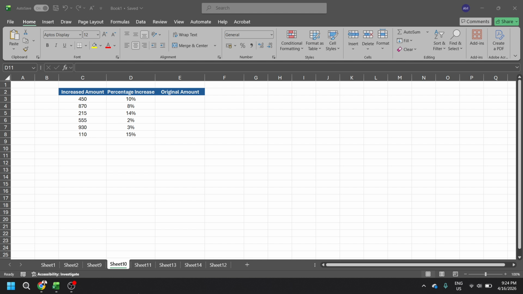Start by clicking the cell where you want the original before tax amount to appear. This will be the cell that holds your result. Make sure you know two things before you begin: which cell contains the tax-included total, and what the sales tax rate is. The tax rate can be entered as a percentage, like 8%, or as a decimal, like 0.08. Either is fine, as long as you're consistent.